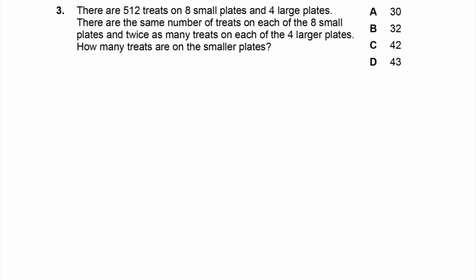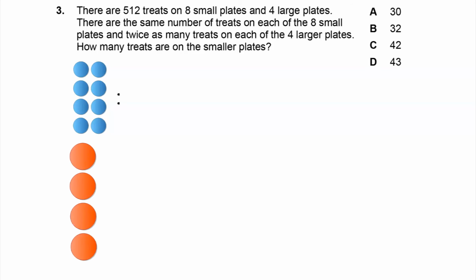There are 512 treats on 8 small plates and 4 large plates. There are the same number of treats on each of the 8 small plates and twice as many treats on each of the 4 larger plates. So how many treats are on the smaller plates? So this shows the number of plates that we've got. We've got the 8 smaller plates here and the 4 larger plates here.